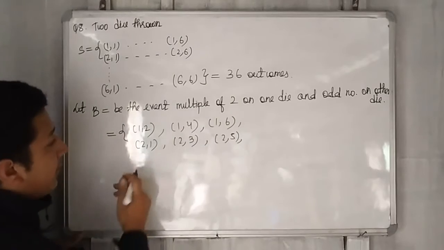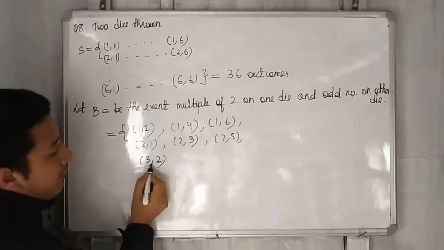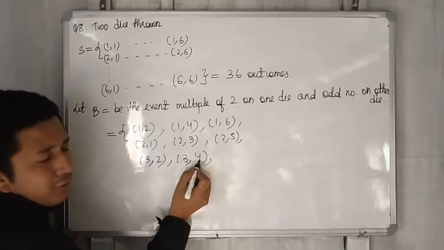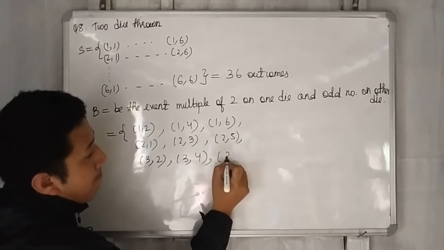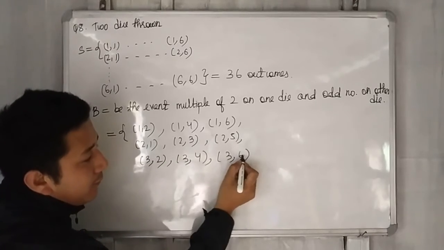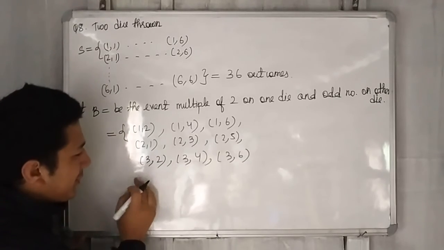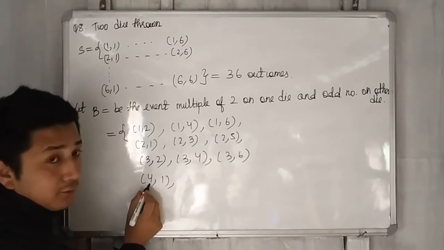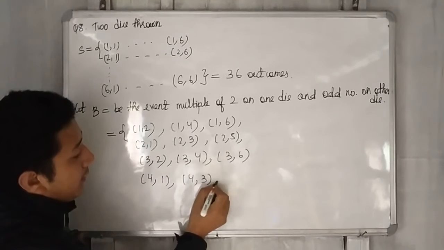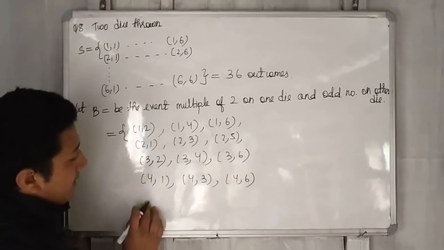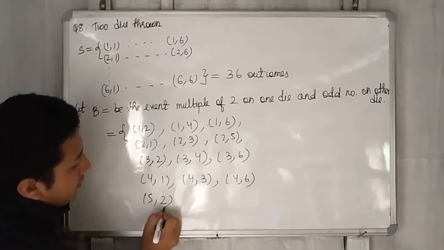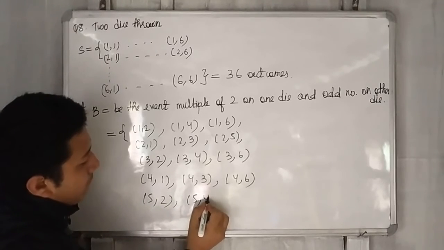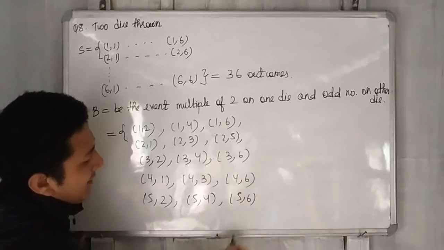Am I clear once again? 3, 2. Multiple of 2, odd in the other die. 3, 4. Multiple of 2, odd in the other die. 3, 6. Multiple of 2, odd in the other die. Okay? Go with 4. It will be same as 4, 1. Multiple of 2, odd in the other. 4, 3. And then 4, 6. From 5 it will be 5, 2. Multiple of 2, odd in the other. 5, 4. And then it will be 5, 6. I hope now you're clear.